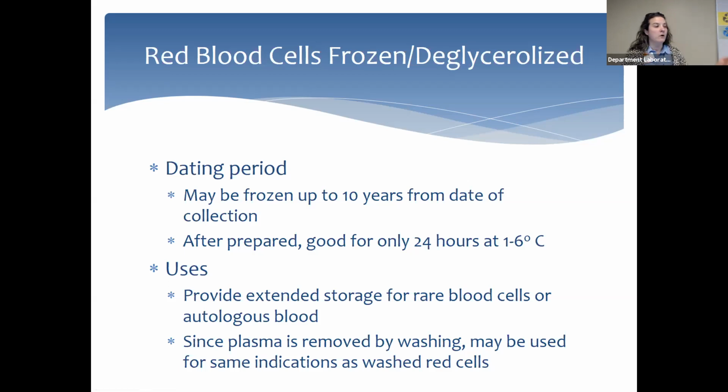Okay, so once you freeze your red cells, when it's stored at minus 65 degrees Celsius, it's good for 10 years. Think about what happens after you wash those red cells. Your expiration changes to 24 hours, okay? And then after washing, it's just like a red cell unit. You want to store it at 4 degrees, right? Refrigeration.